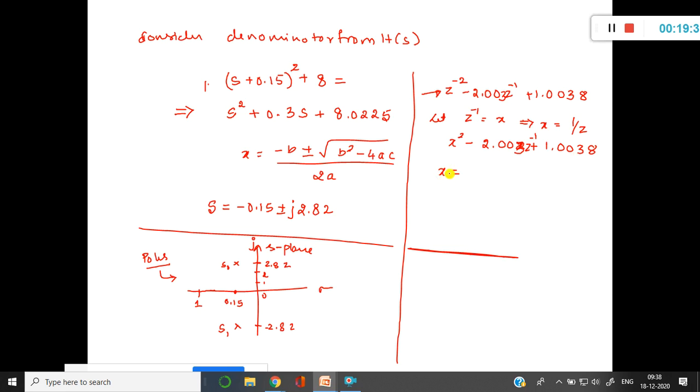Later on, once I find x, I just take 1 by x to get the actual value of z. So z is 1 by x. This is how I ensure the z plane. So you need to calculate and check the z plane, and the roots of the characteristic equation should lie between minus 1 and 1.